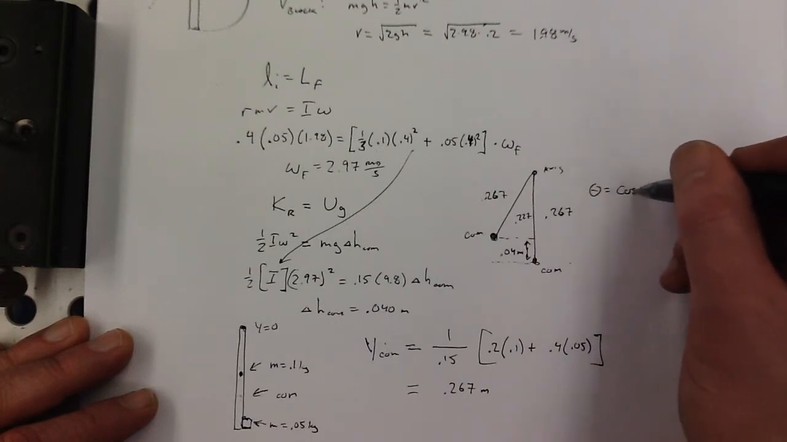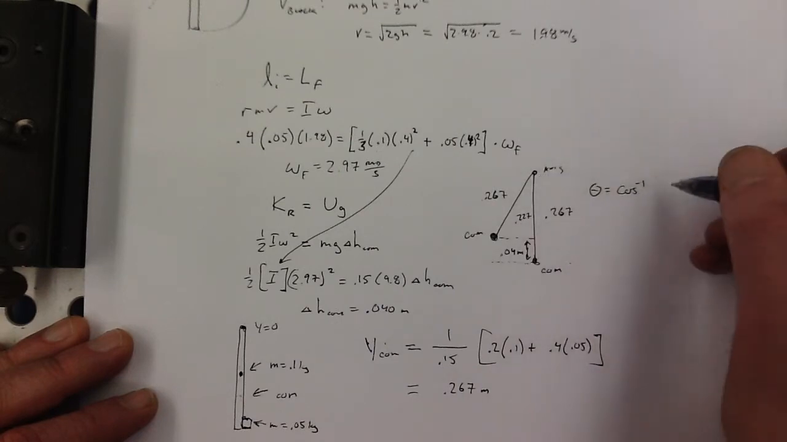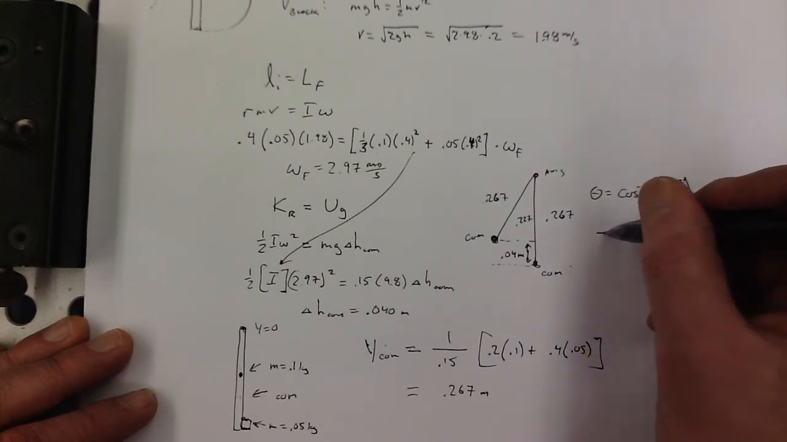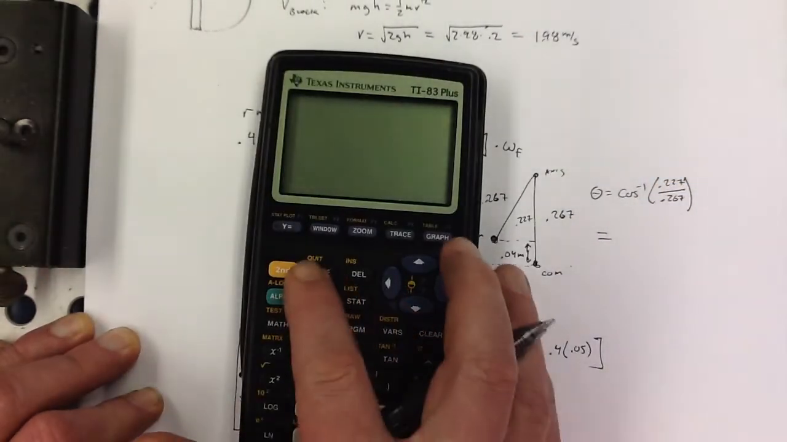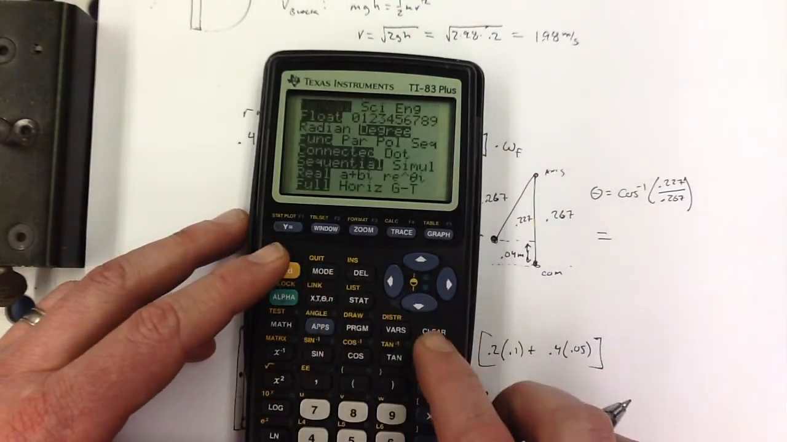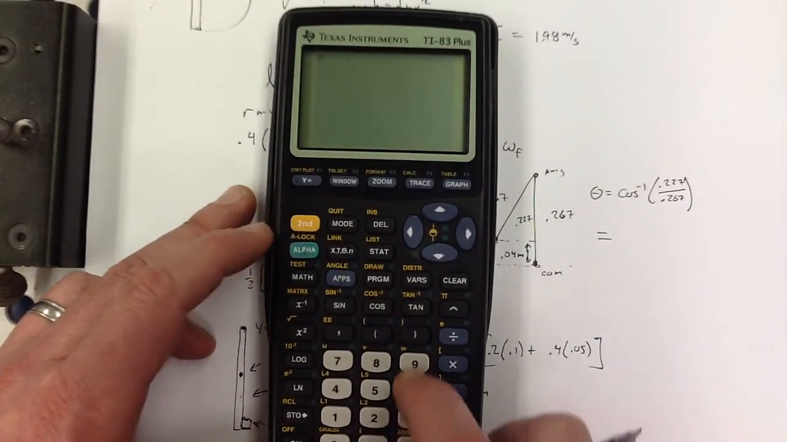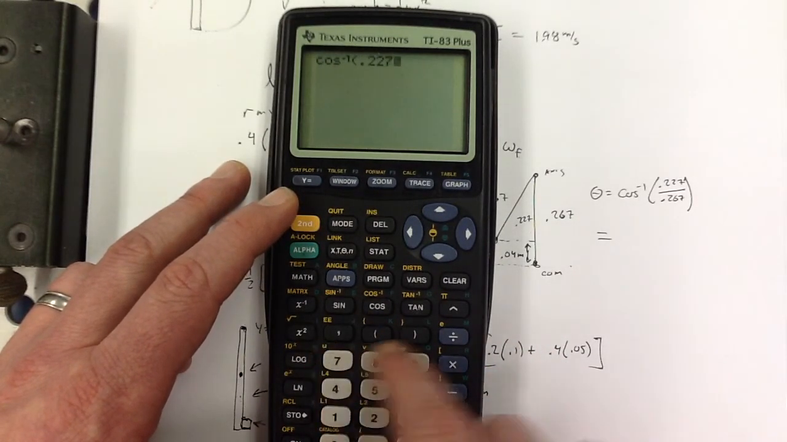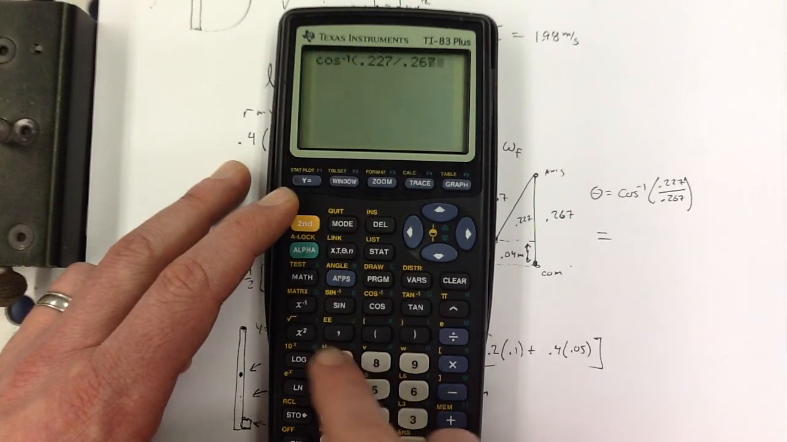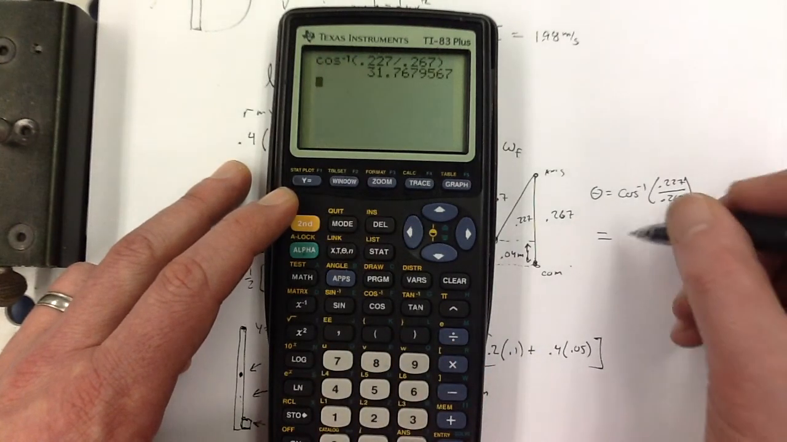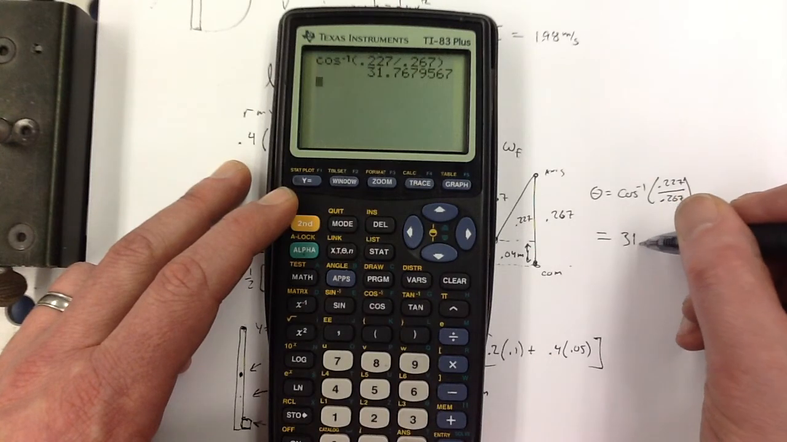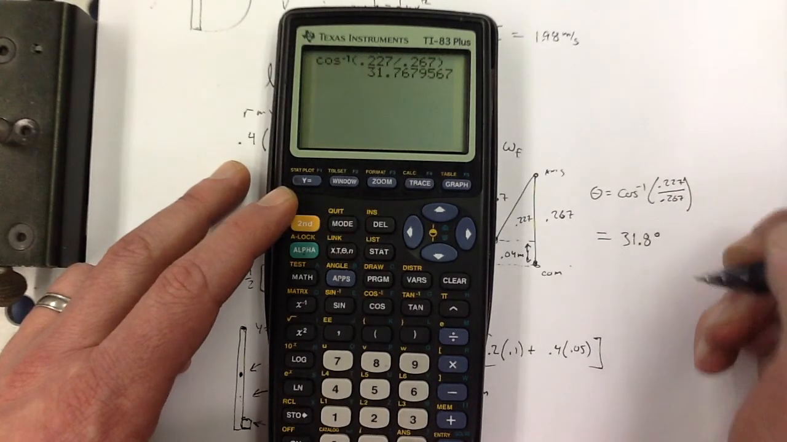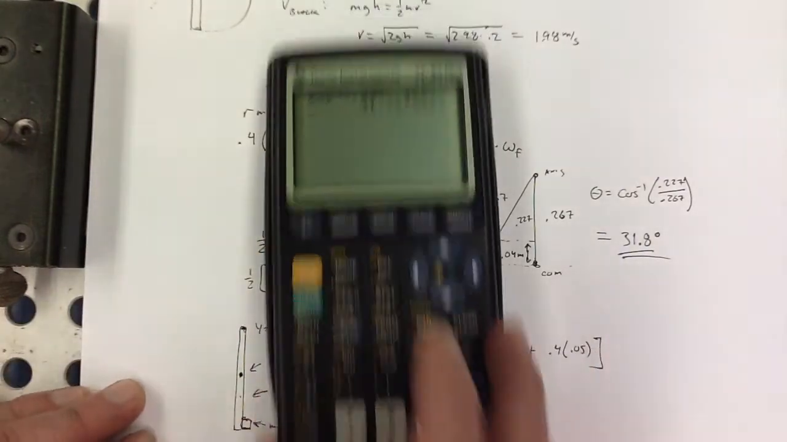So the angle that we're looking for finally is the cosine inverse of adjacent over hypotenuse. And that is equal to, make sure that I am in degree mode, I am. So finally we have the cosine inverse of 0.227 divided by 0.267, which is 31.8 degrees. And boy, is that a good problem there.